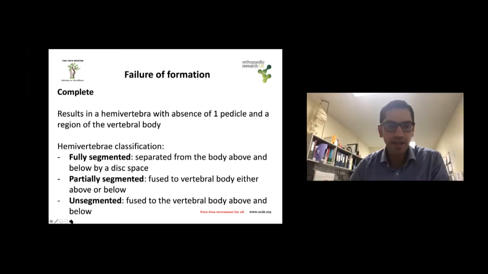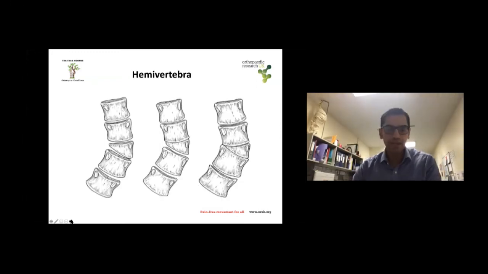Hemivertebrae are classified as either fully segmented, where the hemivertebra has an intact disc above and below. Partially segmented means the hemivertebra is fused to the vertebral body either above or below, so it only has one disc space. And unsegmented means that it's fused to the vertebral bodies above and below, so there's no disc spaces adjacent to the hemivertebra. In this diagram, on the left-hand side is a fully segmented hemivertebra, the middle one is partially segmented, and the one on the right is unsegmented.